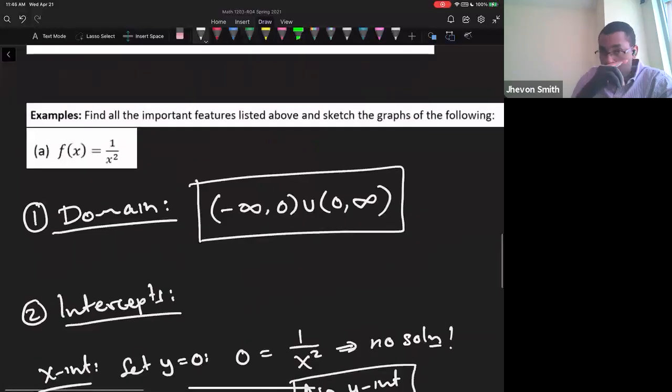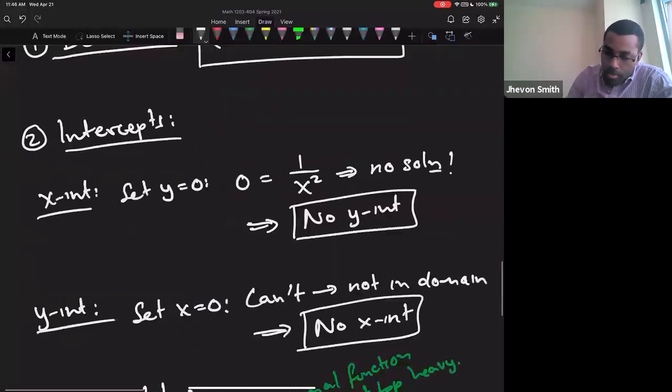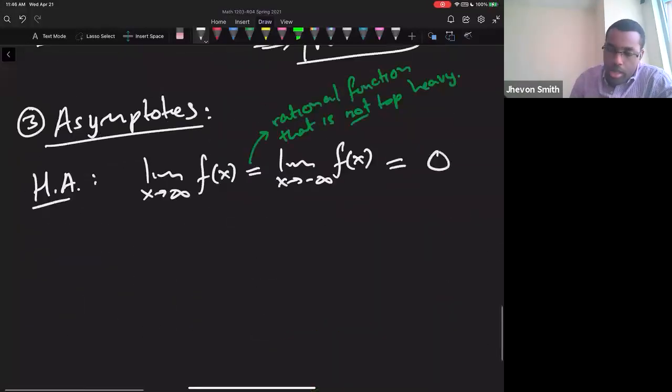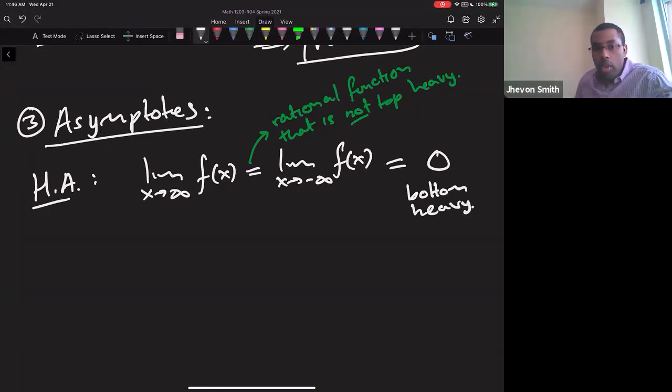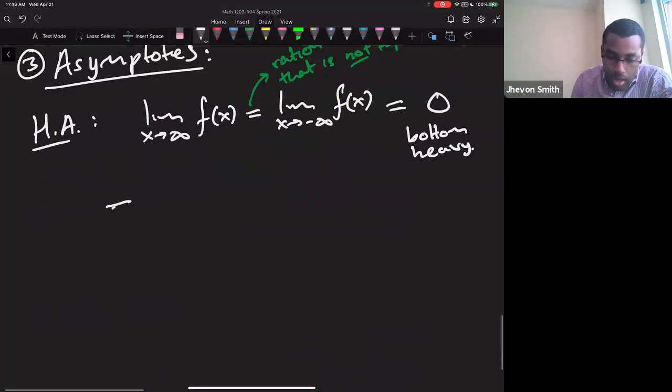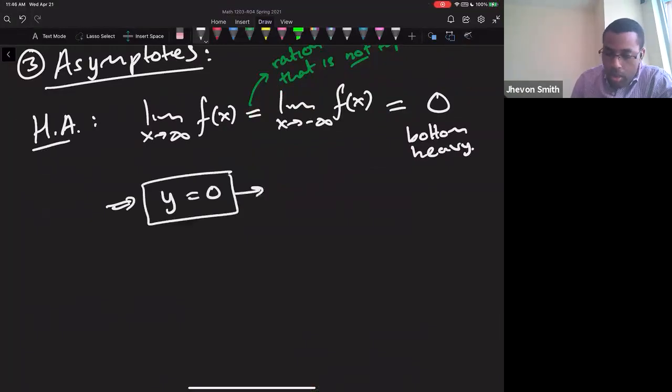What is the limit as x approaches infinity of 1 over x squared? 0. Exactly. Because it's bottom heavy. Now, remember what the rule is. If either of these limits give you a constant, then y equals that constant is the horizontal asymptote. So this means that y equals 0 is a horizontal asymptote.